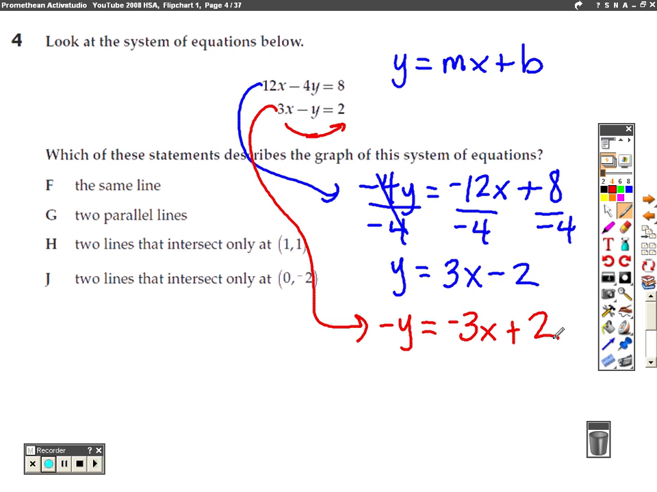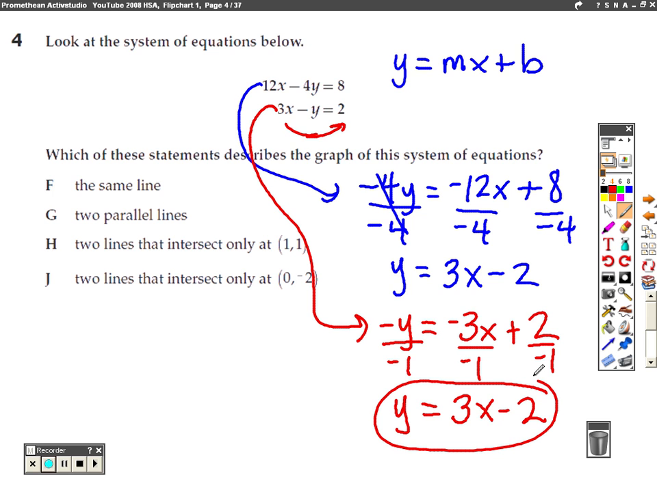Remember, I also want y by itself. I don't want -y, I want +y. So I'm going to divide every term everywhere on both sides by -1, and I'll get +y equal to +3x minus 2. So this is the second equation all by itself, and this is the first equation all by itself.